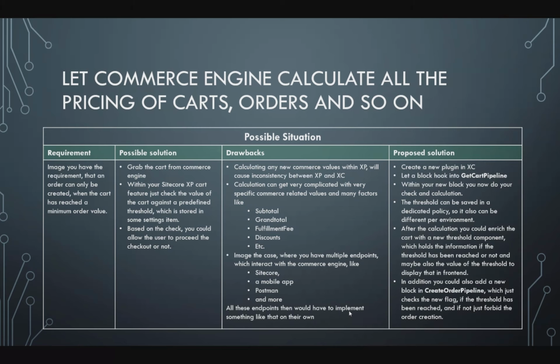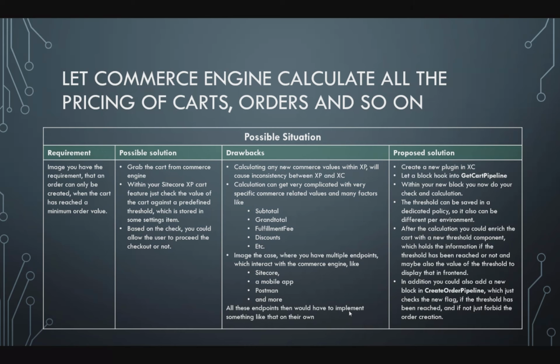So it would be a better idea to have a single source of truth, like the commerce engine, and to let the commerce engine calculate all the commerce things like amounts, thresholds, and conditions. So the better approach would be to go in Sitecore XC, create a new plugin, and hook into the right positions, like the get cart pipeline. In that get cart pipeline, we can easily grab all the information mentioned earlier to determine our minimal order value and to tell Sitecore XP if it is reached or not. And of course, in the create order pipeline, we also can include some validation which forbids an order creation if the minimal order value is not reached. Quite easy if you know it.